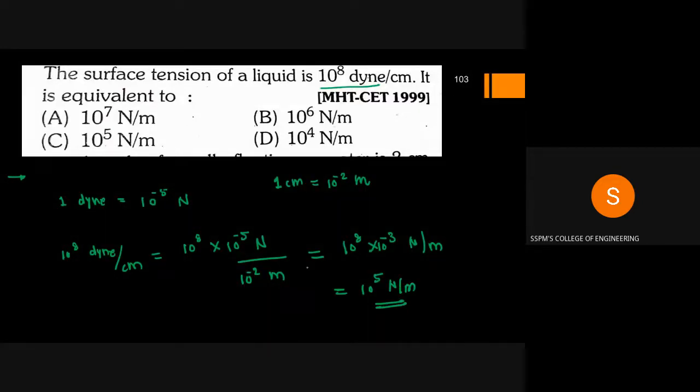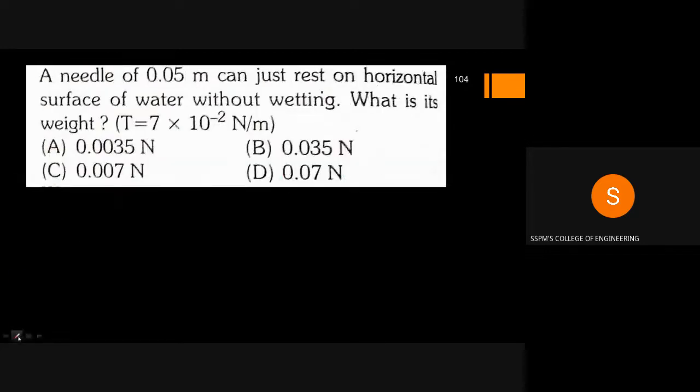And finally, you will get the answer as 10 to the power 5 Newton per meter. Okay. So the correct option is option C. So you can note down this conversion: 1 dyne is equal to 10 to the power minus 5 Newton. Okay. Refer the next question.